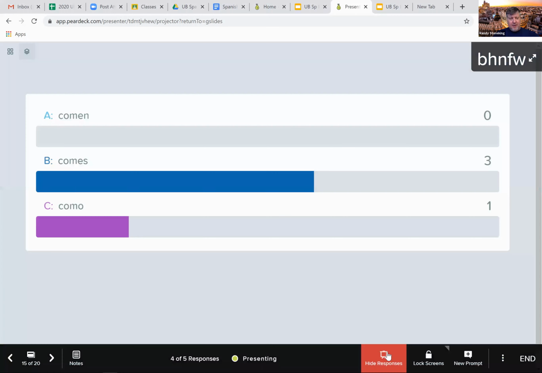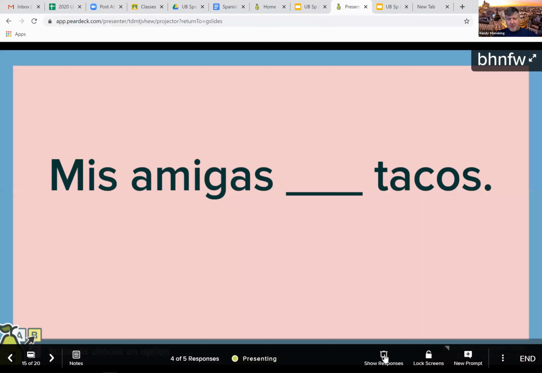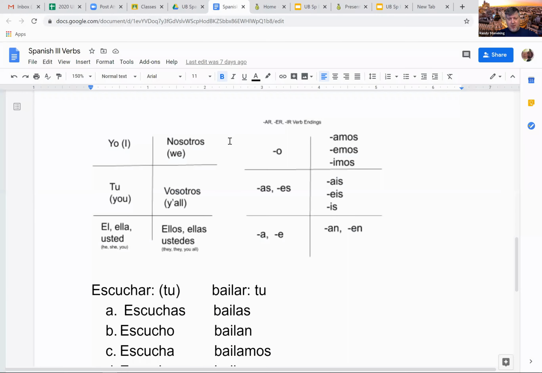All right, let's take a look here. Mis amigos, is it comen? Is it comes? Or is it como? So again, we're making a little bit of a jump here. Let's hide this for just a second. Let's go back and look at our chart. So where does mis amigos, my friends, fit on the left chart? That's going to be in ellos. It's they. It's two people or 10 people or whatever.